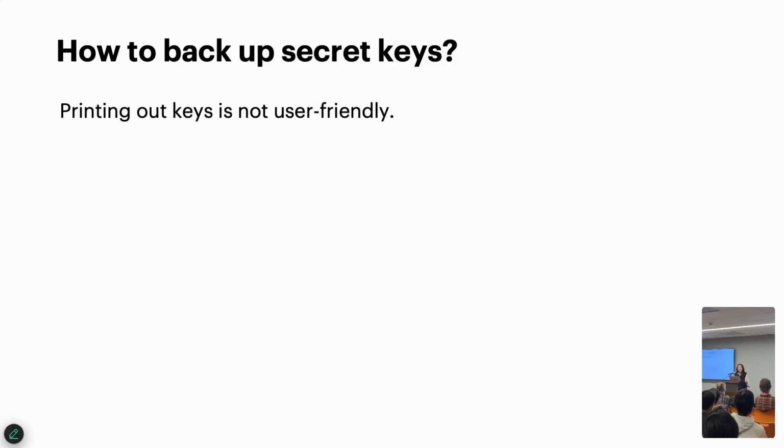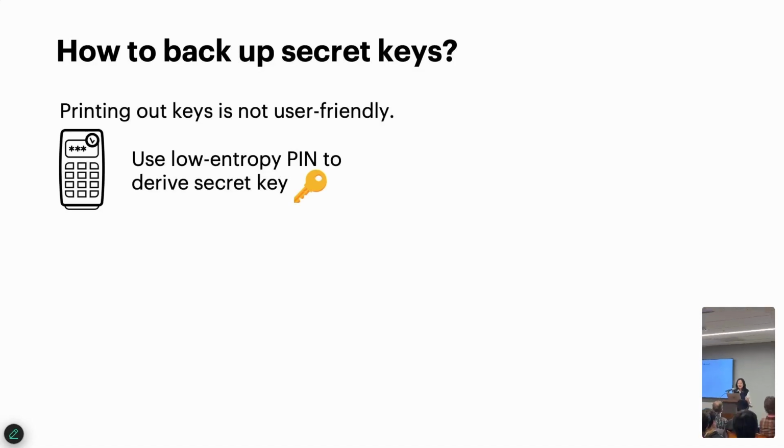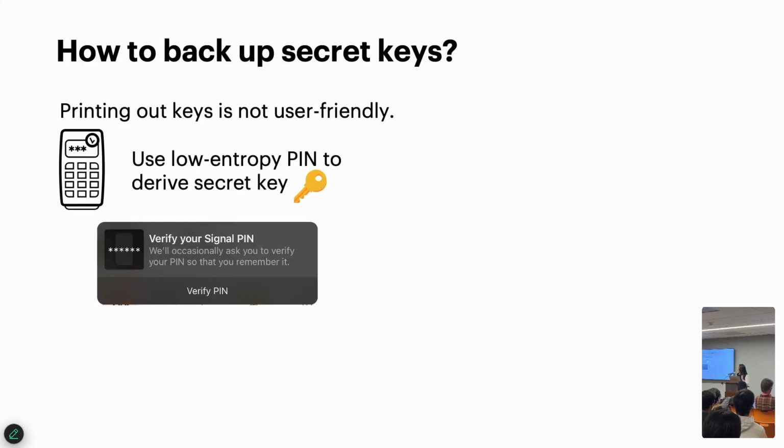One solution that we have in the usable security space is to use a low entropy pin to derive your secret key. You can think of mashing together this 4-digit pin when you are calling your key derivation function. In case you've ever used Signal Messenger before, it always has that pop-up, hey, verify your security pin. The reason it asks you this so many times is that if you don't remember your pin, you can't recover your key.